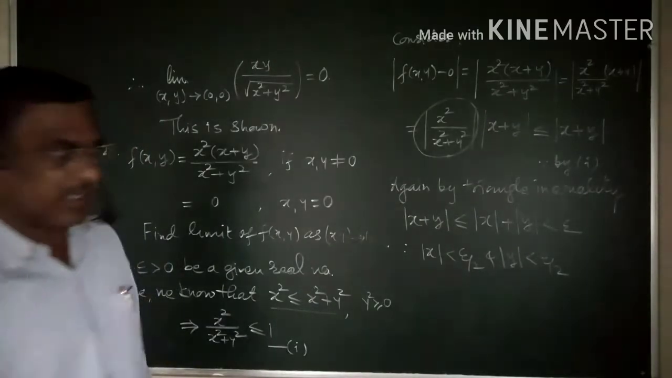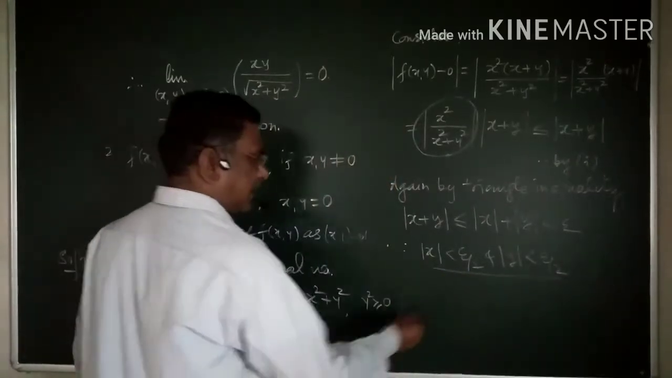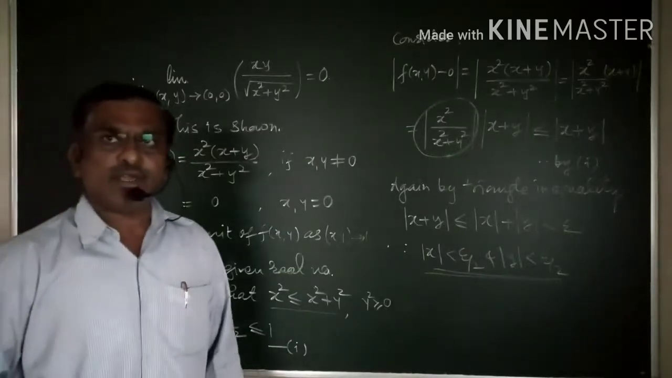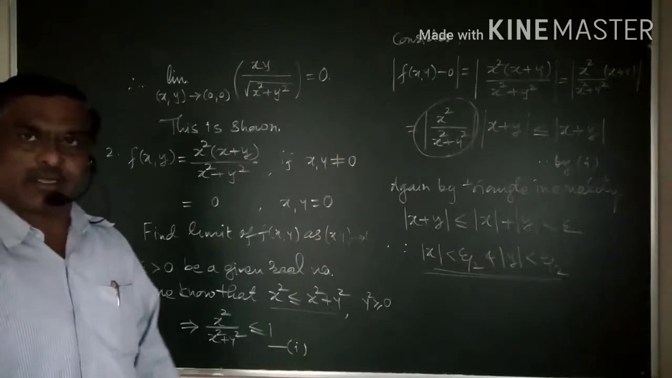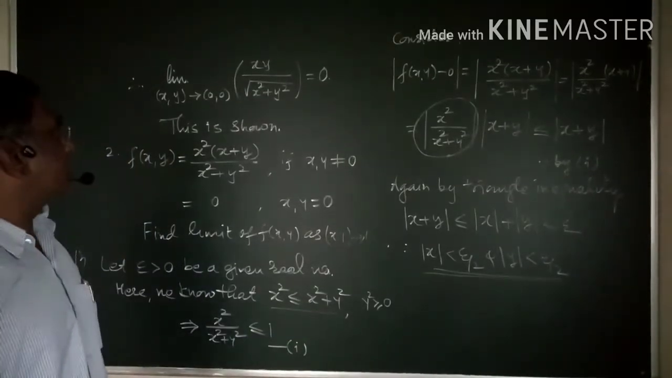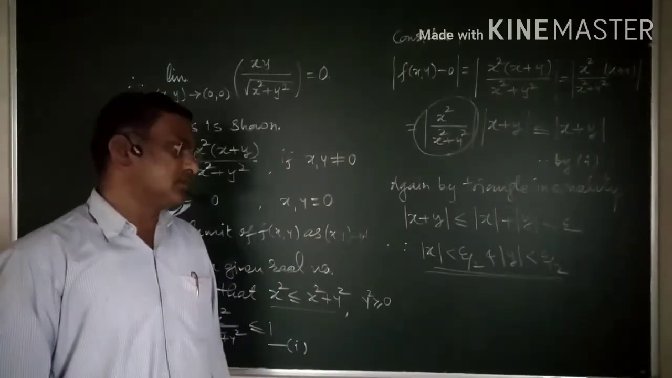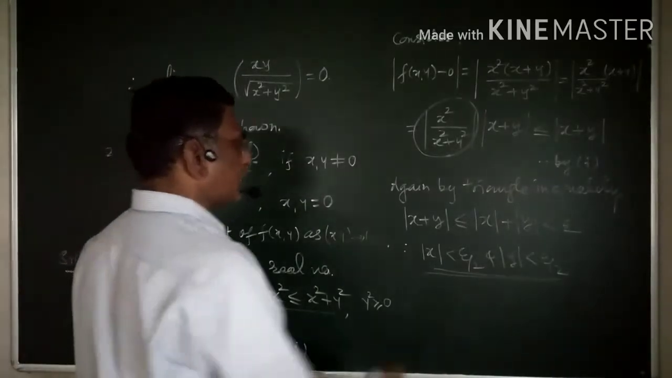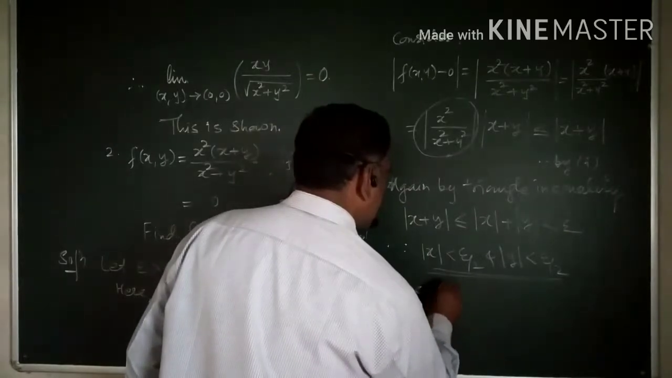Okay, and hence what we write here, this thing can be written as, now here in the first example we have used the circular neighborhood of a point (0, 0), and in this example we are going to use the square deleted delta neighborhood of the point (0, 0).